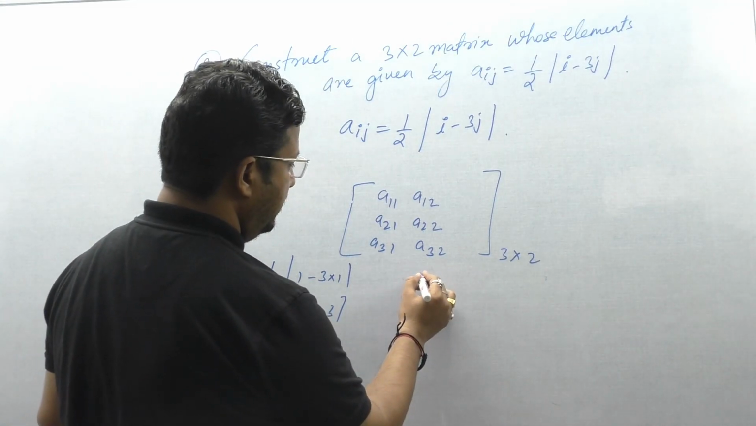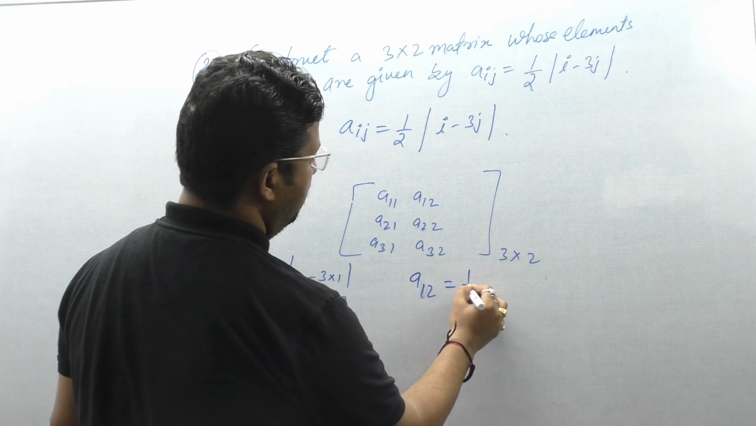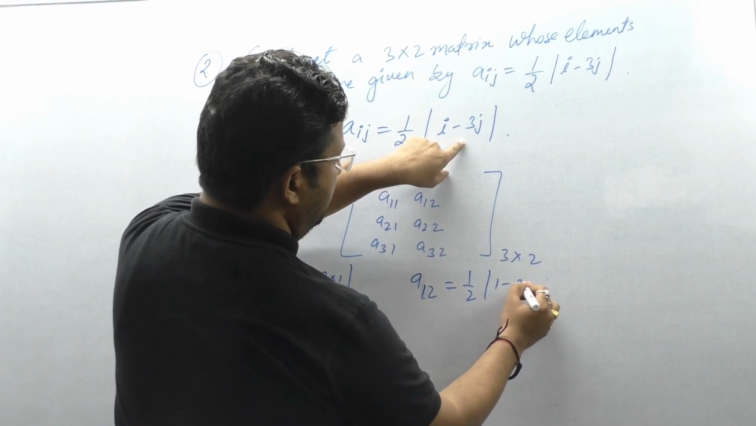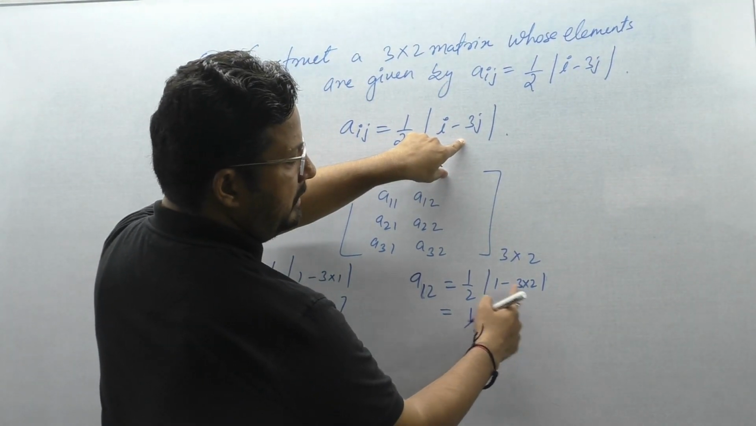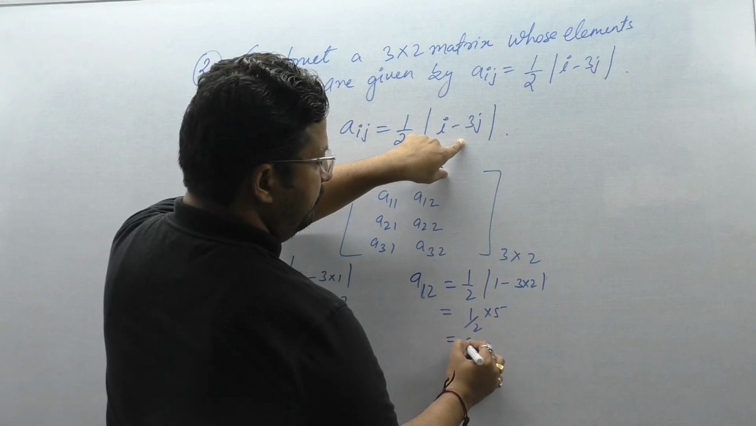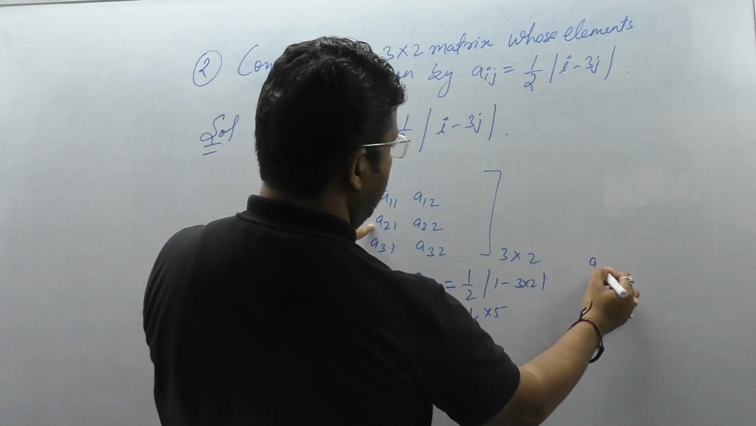Alright, now we can find the value for A12. So A12, according to the formula here we have to put the value 1 and J will be this 2. So it is like half, I am writing directly now, 3 into 2 is 6 minus 1, 5, it comes out of the mod so it will be plus. So it will be how much? 5/2.